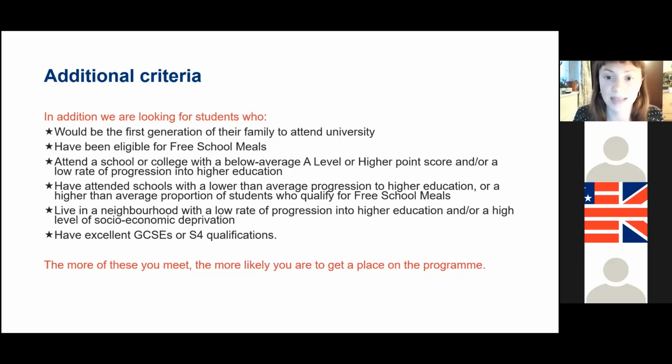And so the next point is students who perhaps live in a neighbourhood with a low rate of progression into higher education, or in areas with a high level of socio-economic deprivation. So again, these are just some points that we're really interested in considering when we're reading your applications as a team. And the final piece of criteria that we're really interested in is, do you have excellent GCSE or S4 results? So this is another thing that we'll be reviewing when we look at your application. And as it says at the bottom there, and as I've covered, the more of these you meet, the more likely you are to get a place on the programme.